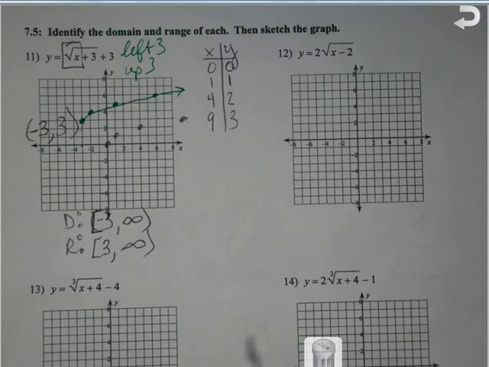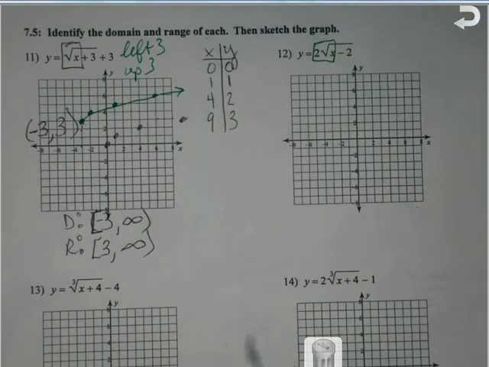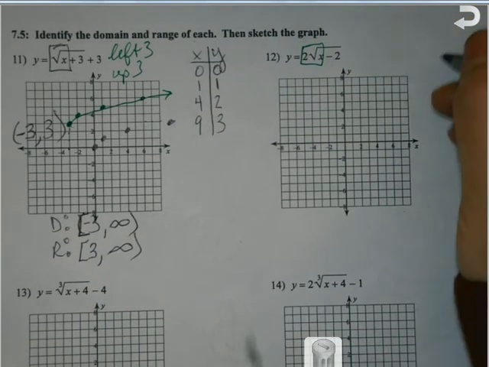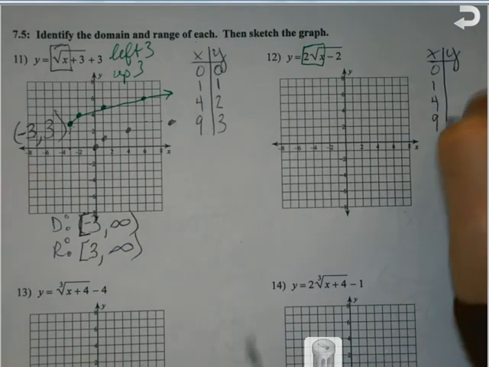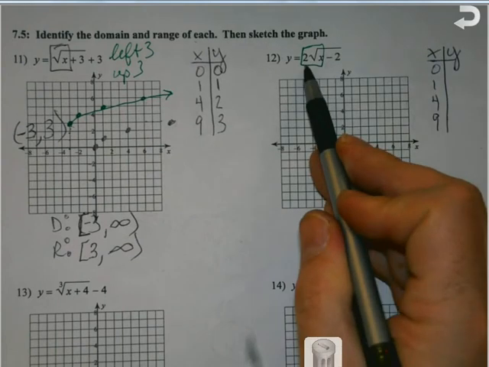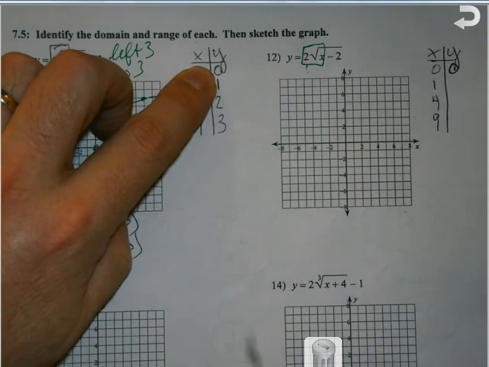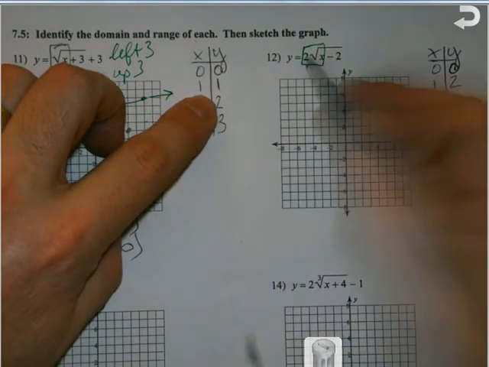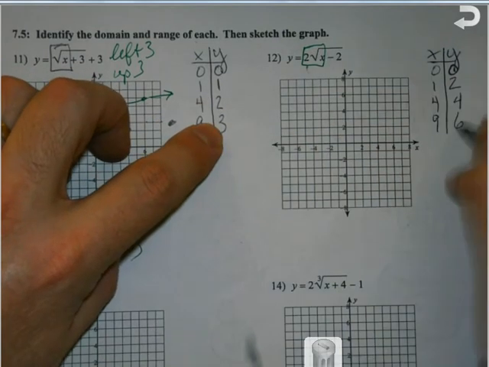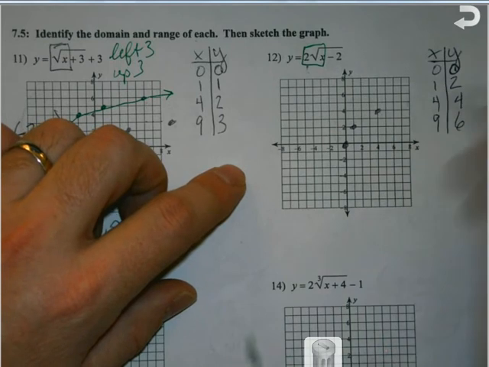Same thing when I get to number 12. Now this time though on number 12, I have a little bit of a change. I have a number in front. I have a coefficient in front of my radical. That's going to change my base graph or my parent graph if I'm going to do it that way. These values don't change, but now every one of my y values gets multiplied by 2. Multiply 0 by anything, you still get 0. 1 times 2 would be 2. 2 times 2 is 4. 3 times 2 is 6. So I'd get those. It stretches my graph more.